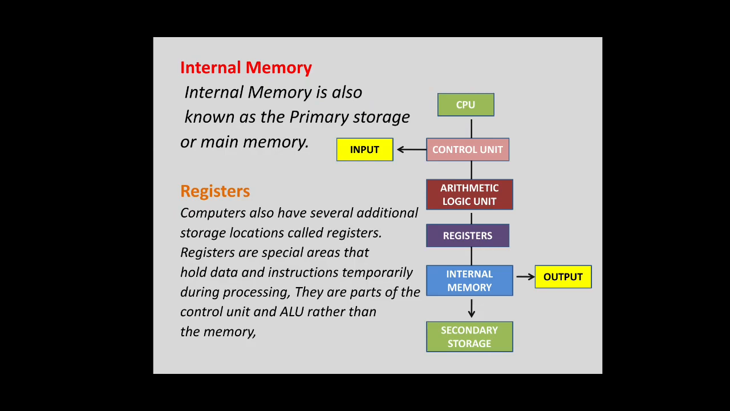Now, internal memory. Internal memory is also known as primary storage or main memory. See, this is a main working graph of internal memory, showing how the computer system works, or how the CPU works. Let's see. This shows the CPU, control unit, arithmetic logic unit, registers, internal memory, then secondary storage devices, and whatever input comes in is converted into output. Now we'll see it one by one.